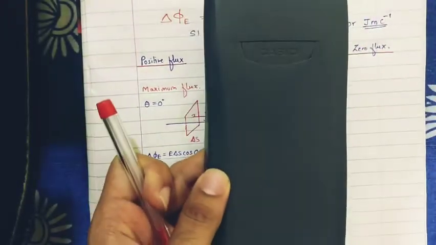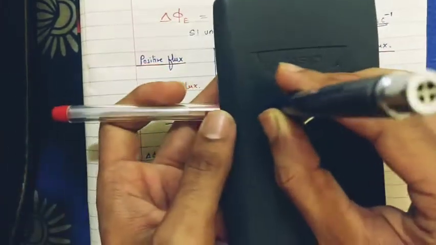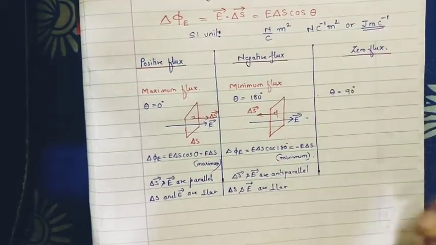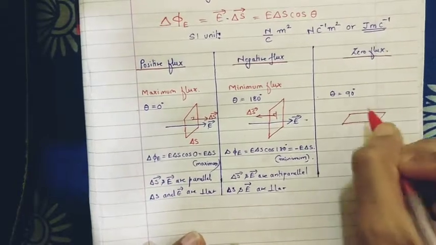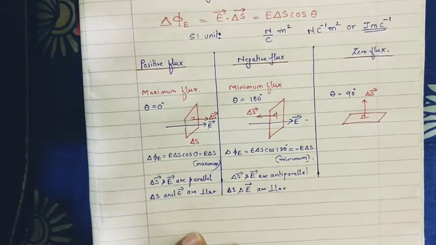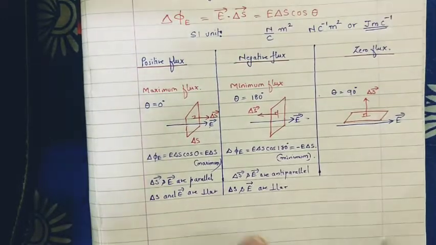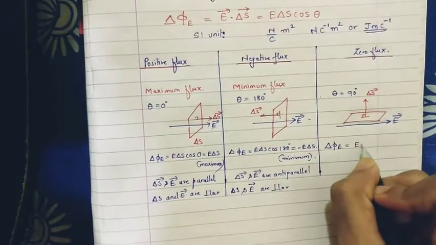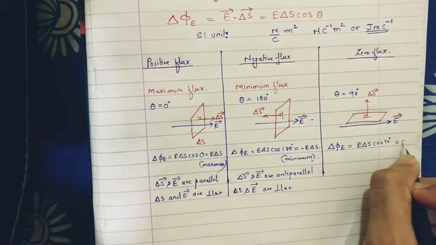So in this case my theta is going to be, this is the area, so this is my area vector perpendicular to the surface outwards, this is my electric field vector, so the angle between them is 90 degrees. So theta is going to be 90 degrees. If I want to draw it, the area is going to be like this. My area vector is going to be perpendicular, so delta S, and the electric field is going to be this way. So in this case theta is 90 degrees, so delta phi E, that is electric flux, is E delta S cos of 90 degrees, and cos of 90 is 0, so the flux will be 0.